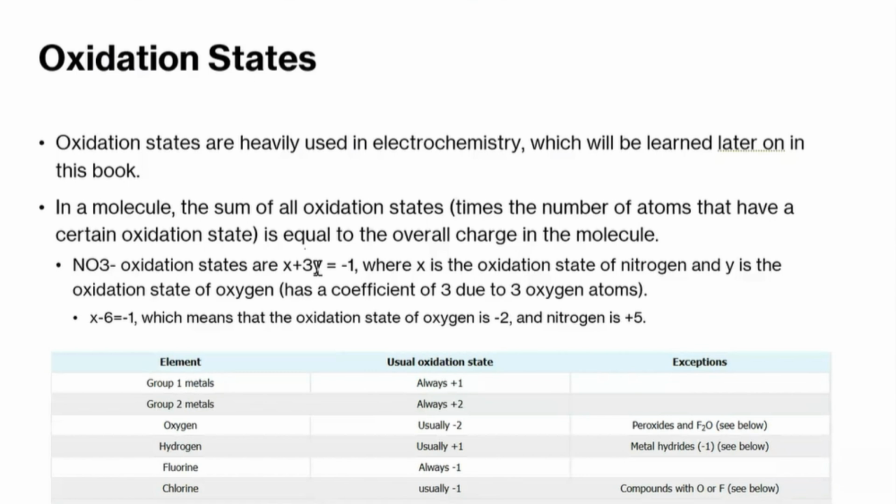So substituting -2 for y, and through some simple algebra, aka adding 6 to both sides, the oxidation state of oxygen is -2, and for nitrogen it's +5. So that's mainly what oxidation states are.